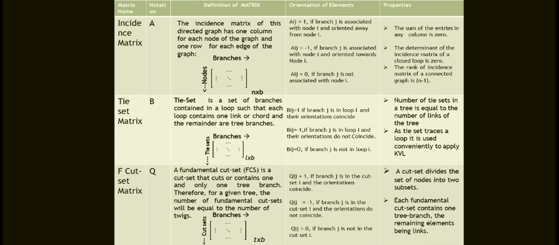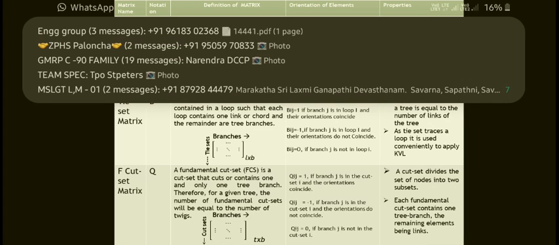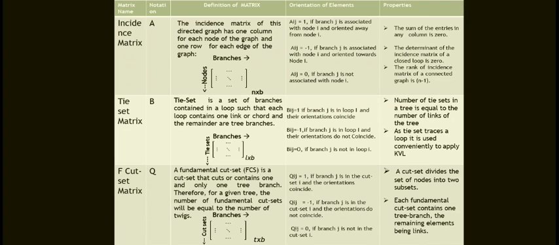So what are the properties actually? The sum of the entries in any column is equal to 0. The determinant of the incident matrix of a closed loop is 0. And next, the rank of the incident matrix is equivalent to n-1, where n is the number of nodes. So this is about the incident matrix, right.